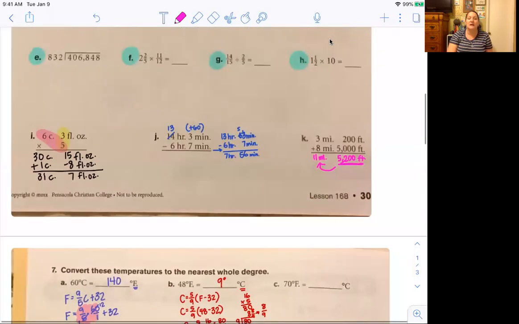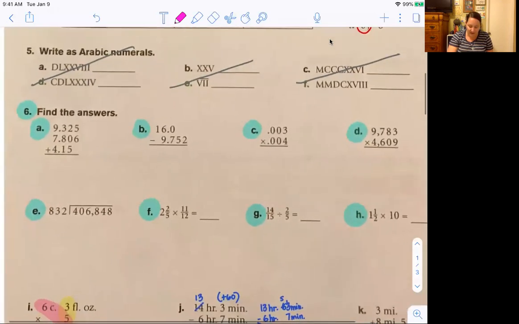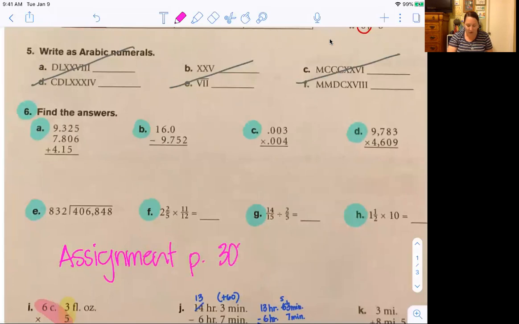Okay, so tonight, your assignment is, I'm going to write it right here. Your assignment tonight is page 303, number 6A through H. You're going to do a great job.